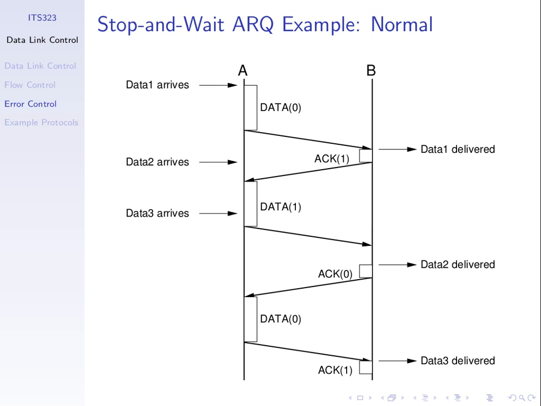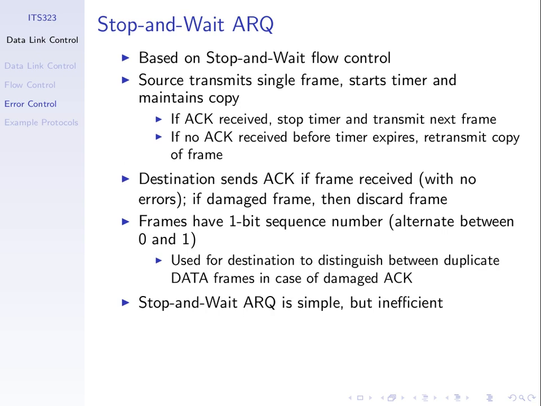The rules of our protocol are the source, A, sends a frame. After sending the frame, it starts a timer. So here, it starts its stopwatch. And it's counting, and it has a maximum value. Okay, so it's starting at 0, 1, 2, 3. It has some maximum value, say 10. If there's no acknowledgement received before the timer expires, we retransmit.